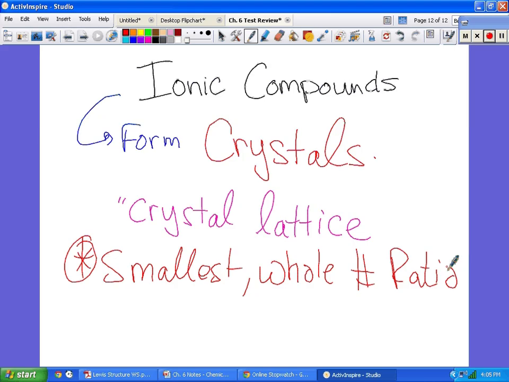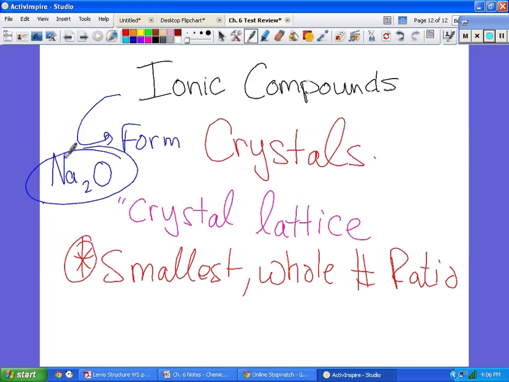Because if I pour salt in your hand, is that just 1 Na and just 1 Cl? No, that's probably a billion or two that I've just poured in your hand. But are you going to write Na 1 billion and Cl 1 billion? No, you're going to write the smallest whole number ratio. So if I give you something like Na2O, if I give you 10 oxygens, how many sodiums would you have to have?